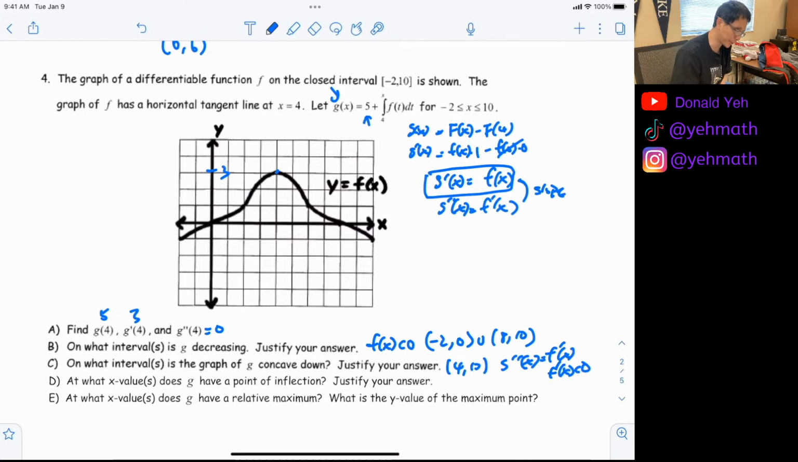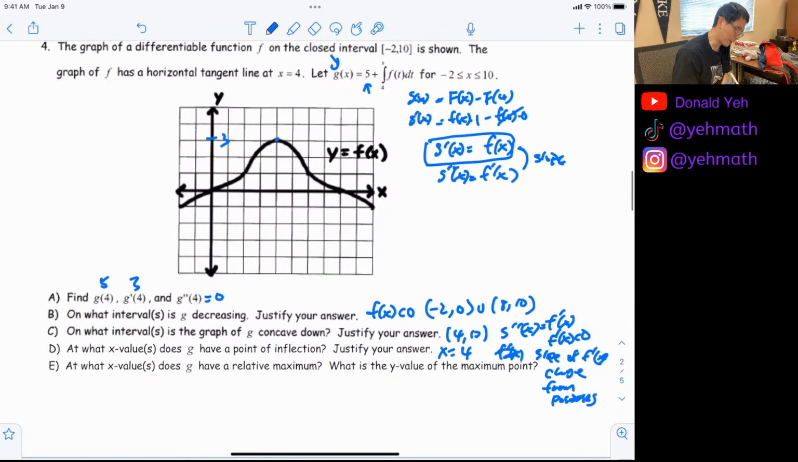Point of inflection where? 4. And you're going to say the slope of f prime of x is changing from positive to negative. The slope of f prime of x changes from positive to negative. Relative maximum, it has to be positive to negative. So it's going to be this point right here.